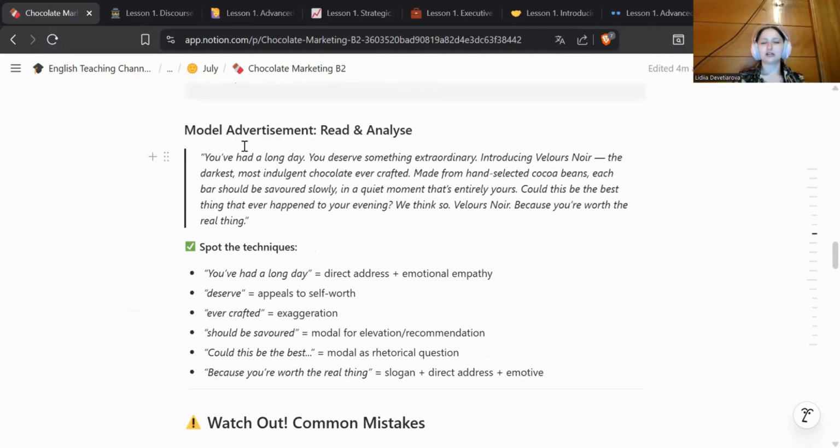So, you've had a long day. You deserve something extraordinary. Introducing Veloz Noir, the darkest, most indulgent chocolate ever crafted. Made from hand-selected cocoa beans, each bar should be savored slowly, in a quiet moment that's entirely yours. Could this be the best thing that ever happened to you in the evening? We think so. Veloz Noir, because you're worth the real thing.